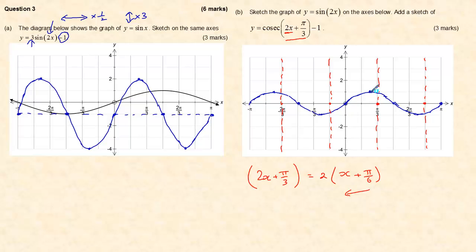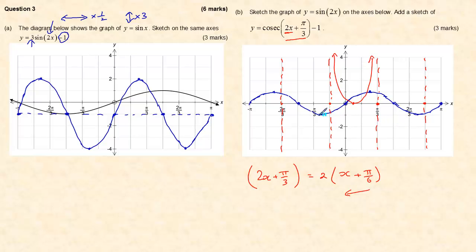So the maximum would also shift across to the left by pi by 6. So that's going to bring it to here, halfway between the asymptotes. 1 divided by 1 would be 1, but then we shift down by 1. So in actual fact, this is going to end up being here. And so the curve is going to go from there up the asymptotes, like so.